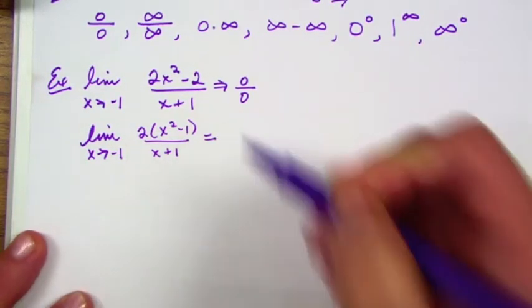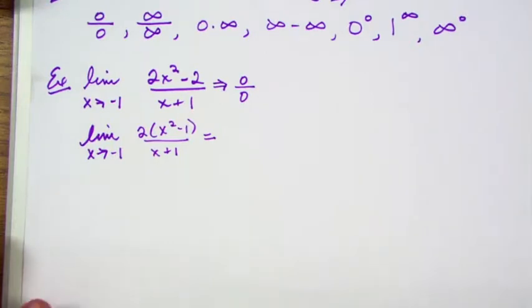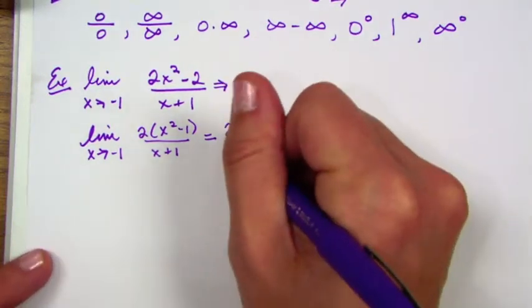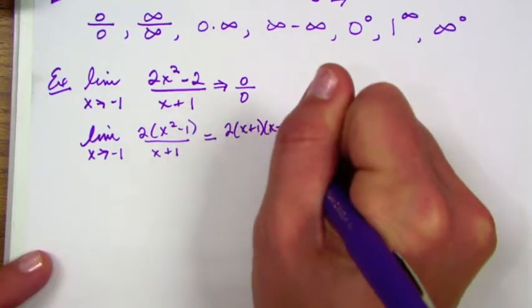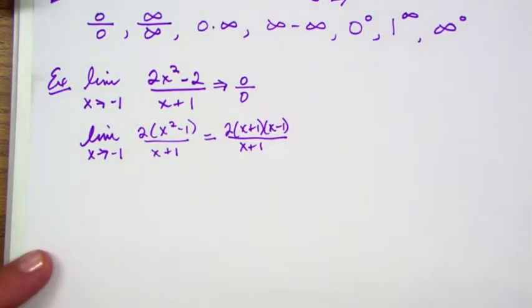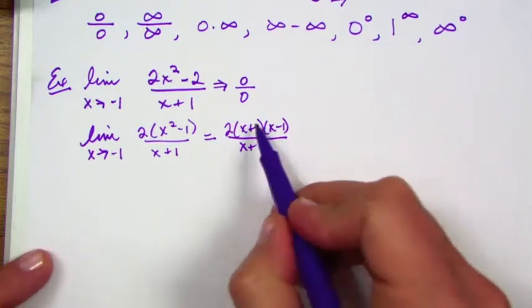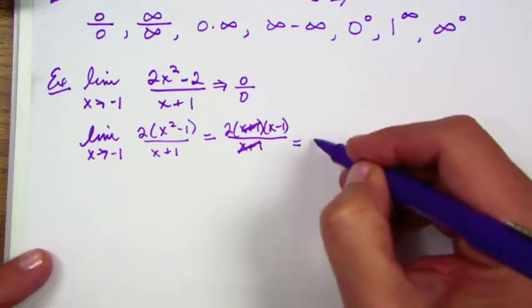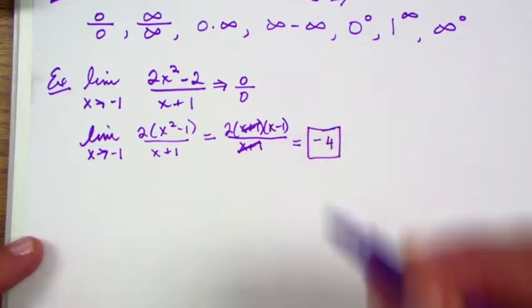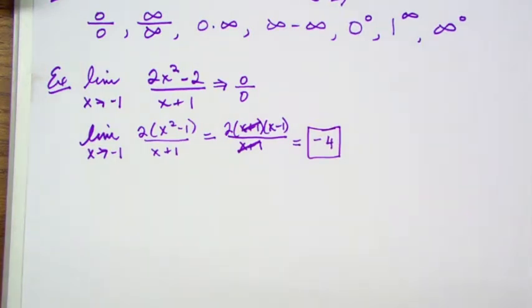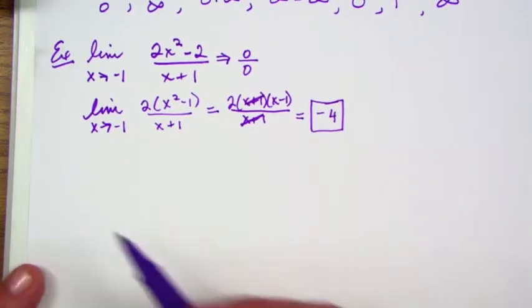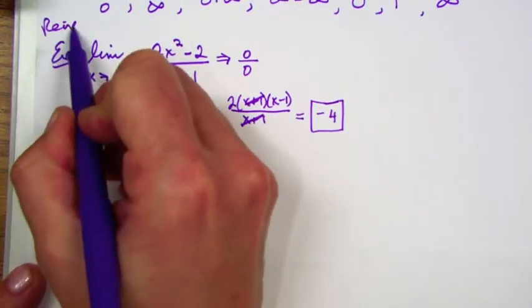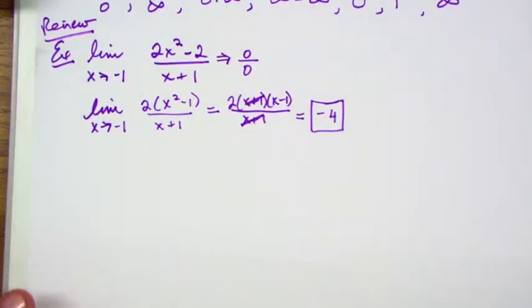Can I plug it in yet? No. If I plug it in right now, I still get 0 over 0. But the numerator can be factored. And then what happens? Those cancel. Now can I plug it in? Yeah, and what do we get? Negative 4. This is review basically.